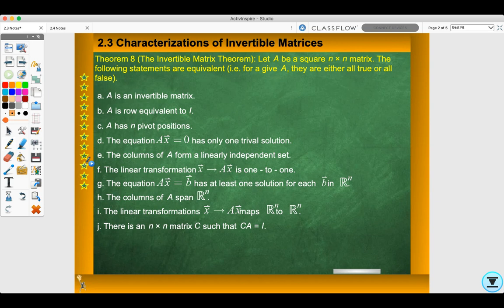J, there's an n by n matrix C such that CA equals I. K, there's an n by n matrix D such that AD equals I. And L, A transpose is an invertible matrix.